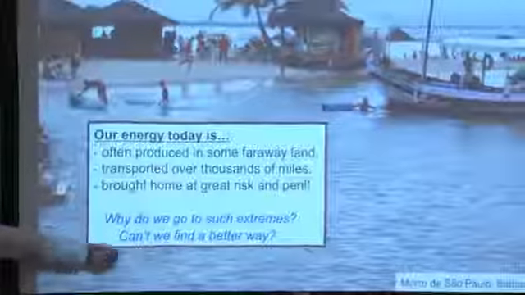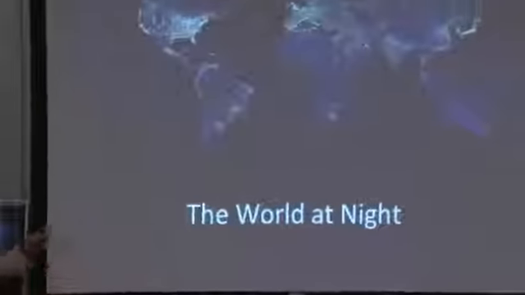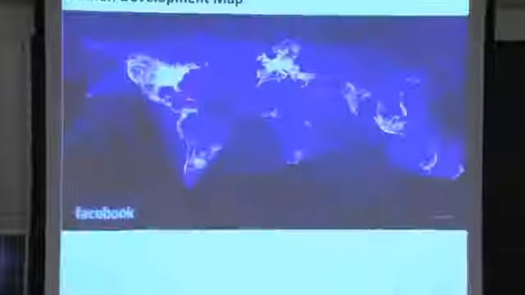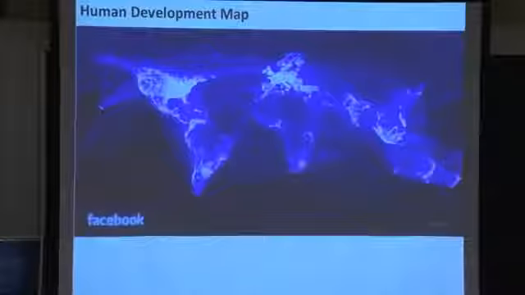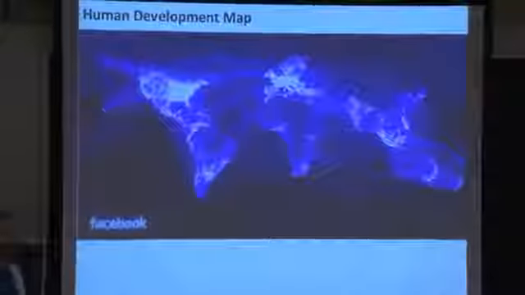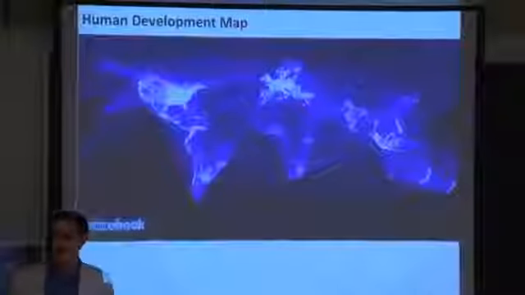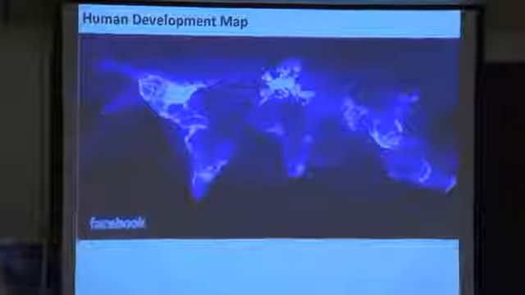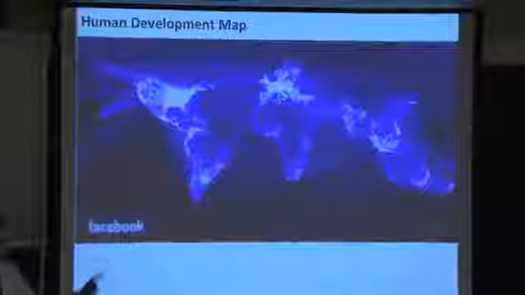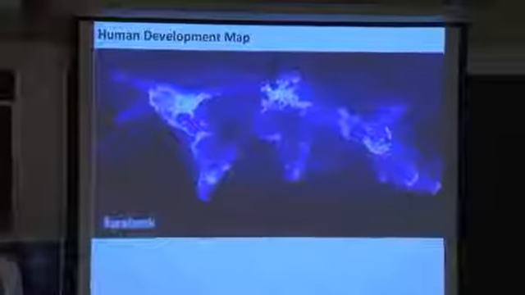So to answer the first question here, why we go to such extremes, if you look at the world at night, and then look at our human development map, which I use Facebook. What better indicator of human development is there than Facebook? This map right here shows you the number of linkages between people on Facebook. And of course, the density of the bright lights there is representing the number of users.